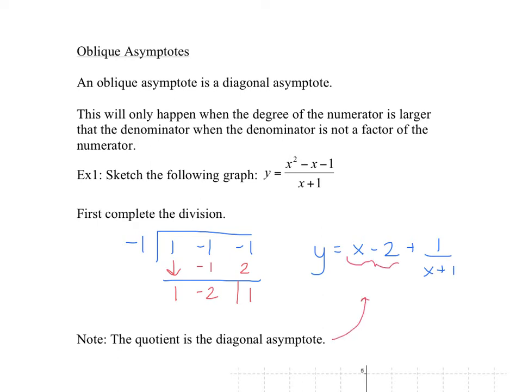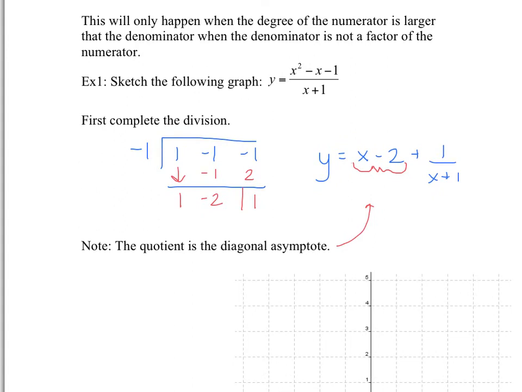That's not a nice bracket here. Let's try that again. Kind of okay. Alright, so x minus 2 is your diagonal asymptote. So in this case, the diagonal asymptote would be y equals x minus 2. So this is the linear diagonal asymptote, and then the rational graph. Notice that there's a non-permissible value here. x cannot equal negative 1.